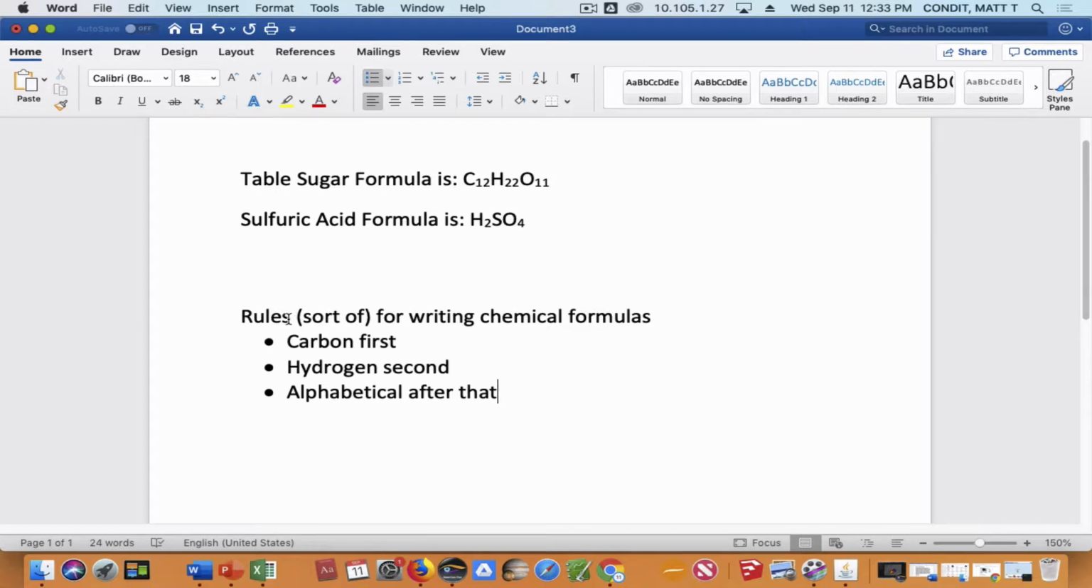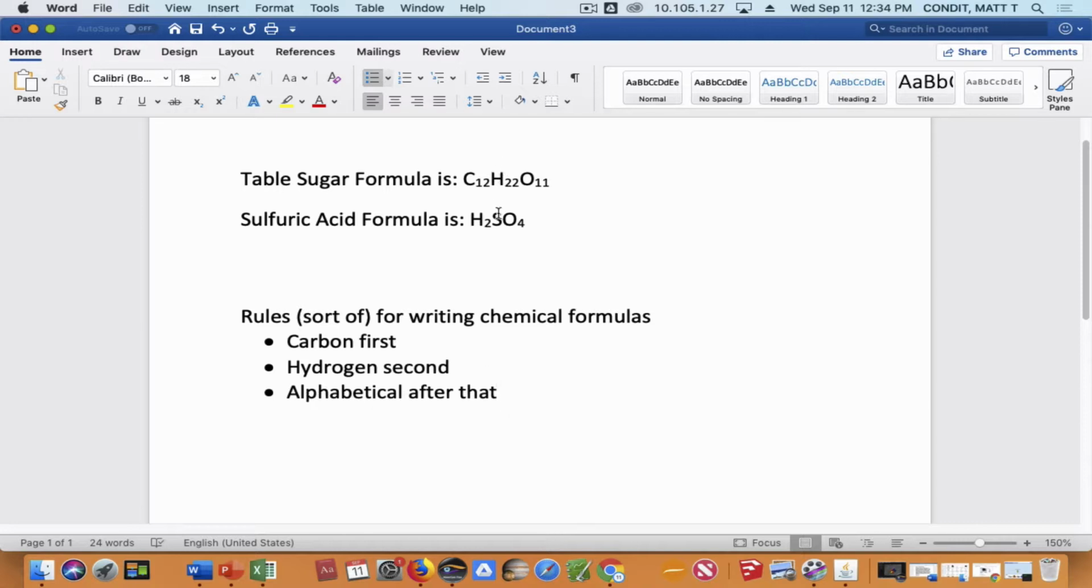Now, rules. Notice I put "sort of" for writing chemical formulas, because chemical formulas are a lot like rules in English. There's a lot of exceptions or a lot of little secondary rules that go in, but a good rule of thumb: if there's carbon involved at all, it always goes first. Carbon is an extremely important element to all living things because it's kind of the element glue that holds together living tissue. So because it's so important, we always put it first. Hydrogen is also very similar, it always goes second, and then alphabetical order after that.